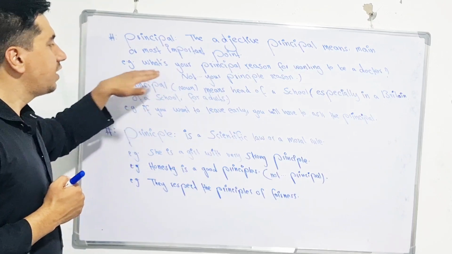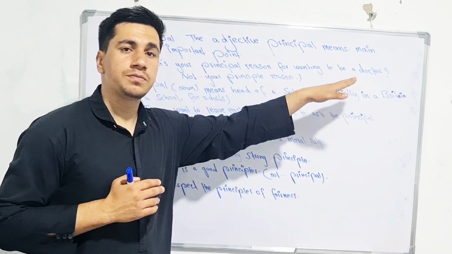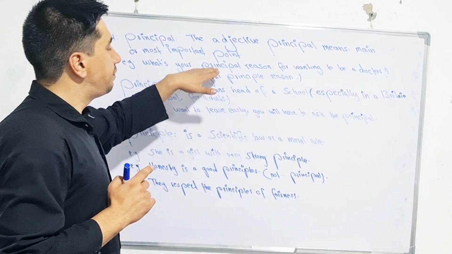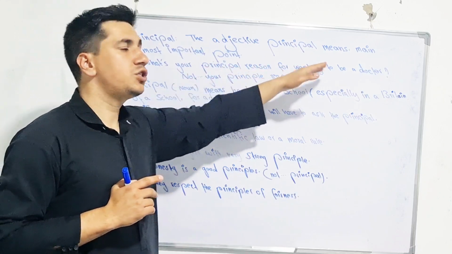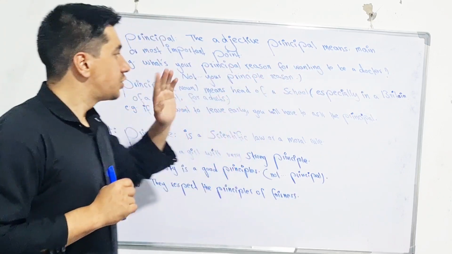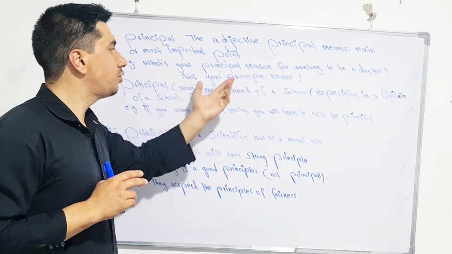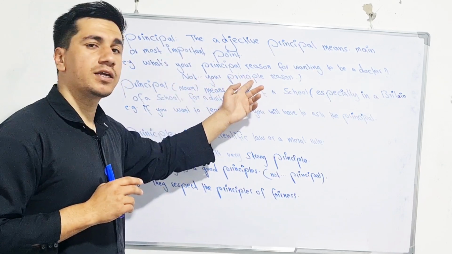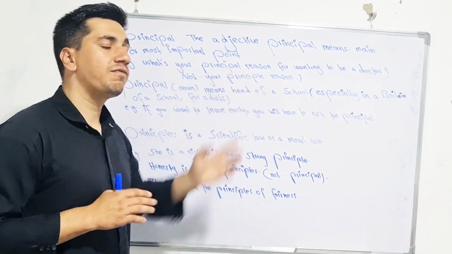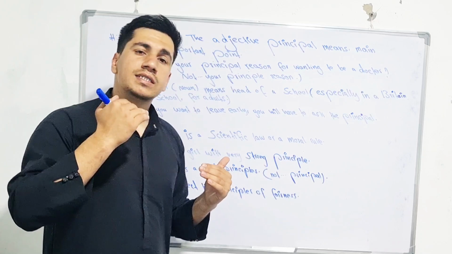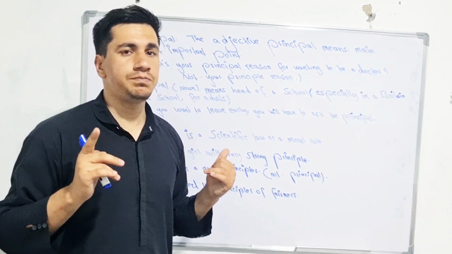What's your principal reason for wanting to be a doctor? You see here, the principal reason means your most important reason for wanting to become a doctor, right? So in the second sentence, we are not allowed, honestly, to use principle. You see the spelling, you see the differences here. We've got principal, P-A-L, and this word, P-L-E, right? There are some differences in terms of spelling. I hope you understood this.